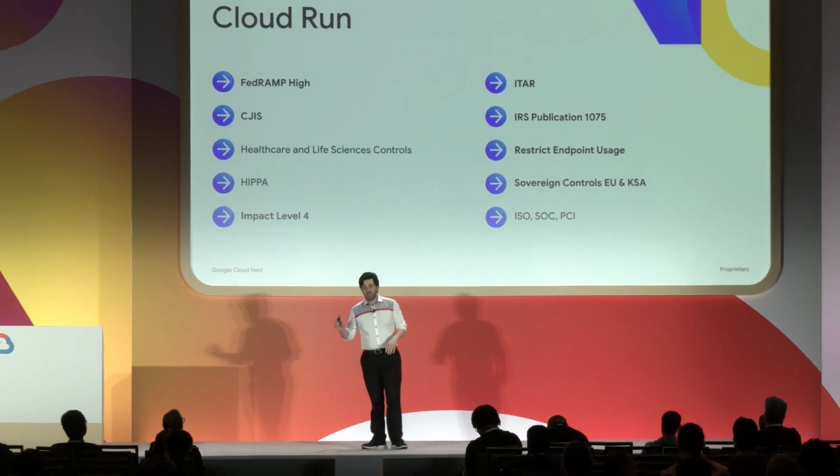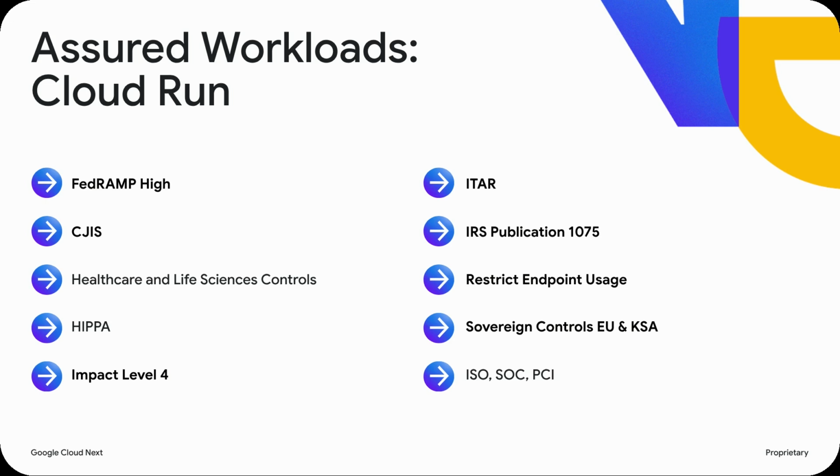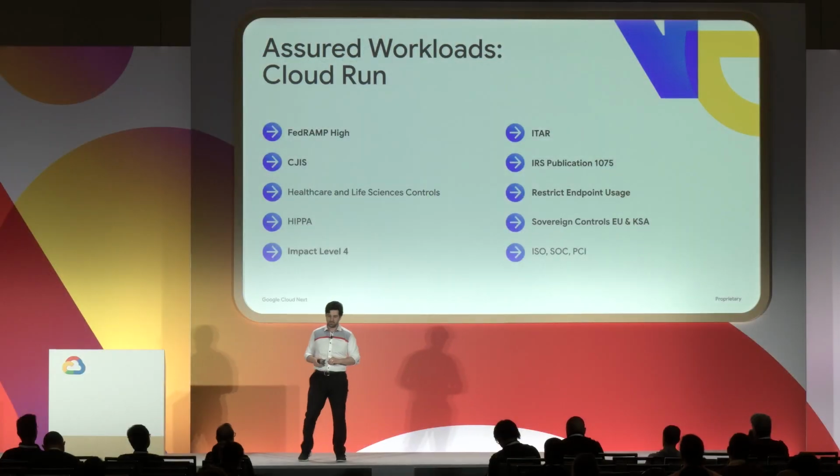And finally, in 2024 and 2025, Cloud Run has onboarded to many new assured workloads, including FedRAMP High, ITAR, sovereign controls. But this was all enabled through Cloud Run investing in tooling that benefits every workload, such as enforcing data residency, ensuring that your data is stored and stays within specific geographic boundaries.